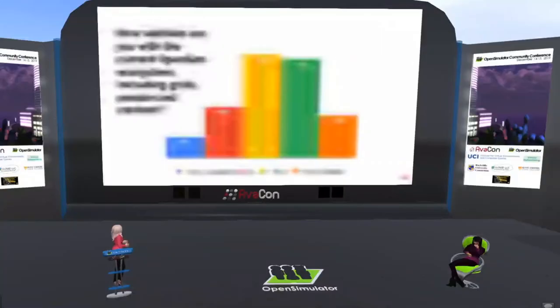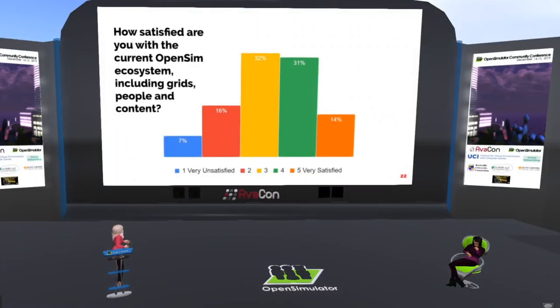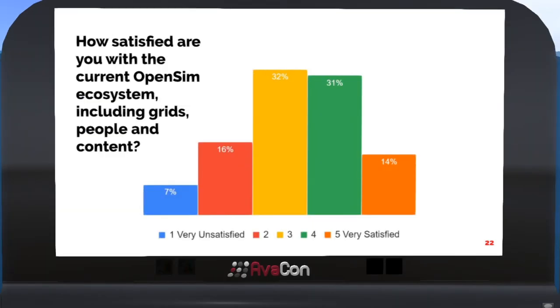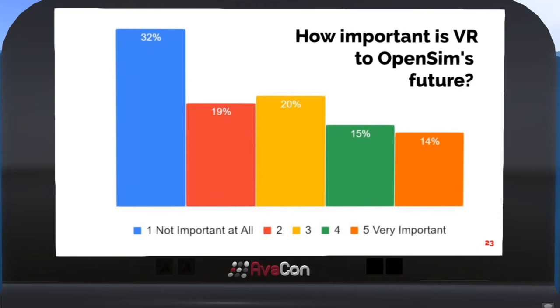People are also generally satisfied with the OpenSim ecosystem, with the grids, people, and content that are available on this platform. VR was a very divisive question in this year's survey. A large percent of our readers, 32% or nearly a third, said that they did not think that VR has anything to do with OpenSim's future, which is a pretty big and, to me, kind of a shocking result. And the rest of people were generally split about how important VR is going to be.